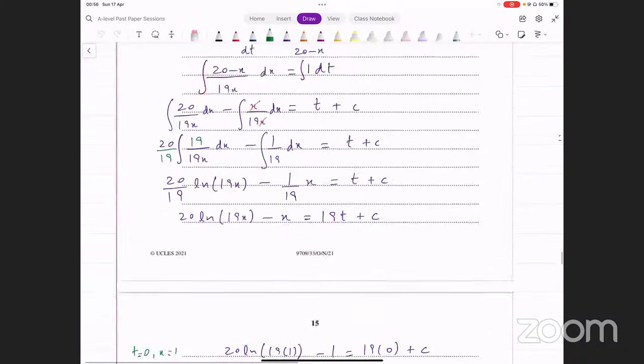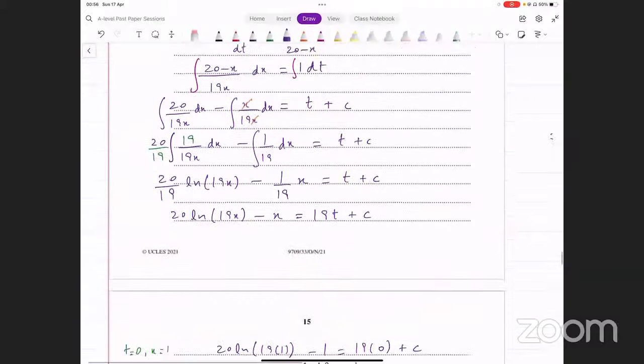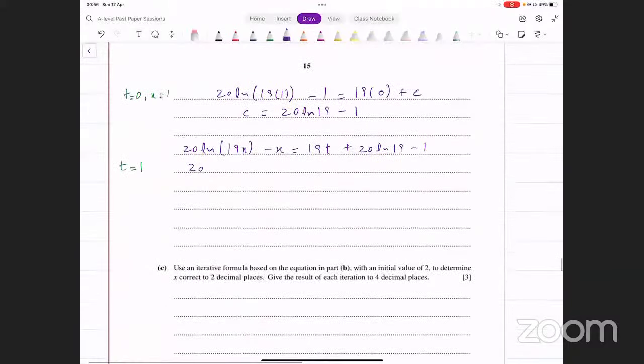t equals 1 input कर दें and see whether we can get to this step, this form. अच्छा, t equals 1 input किया तो हमारे पास क्या आ गया, 20 ln 19x minus x equals 19 plus 20 ln 19 minus 1. Now we need to make x the subject.